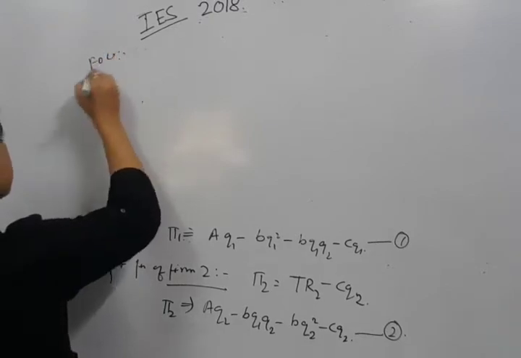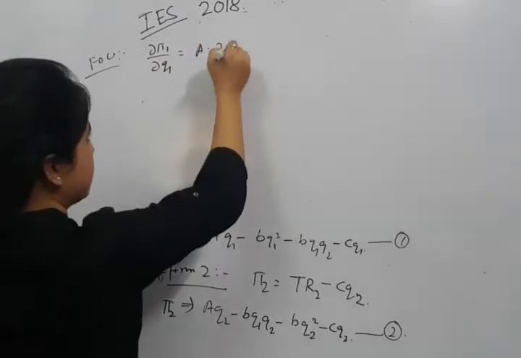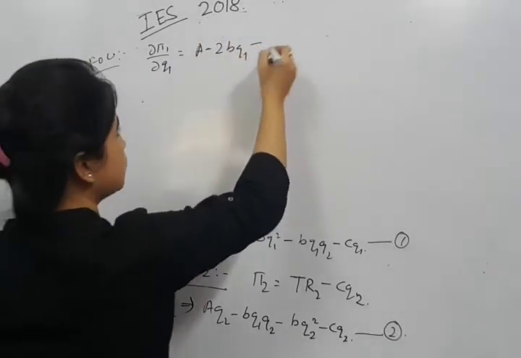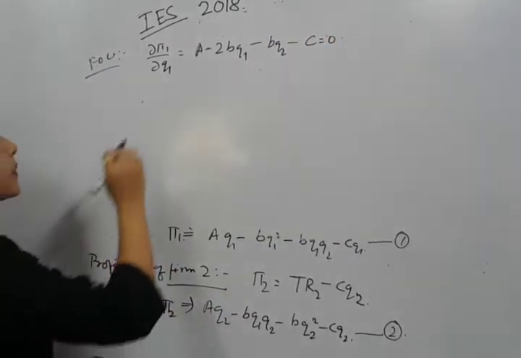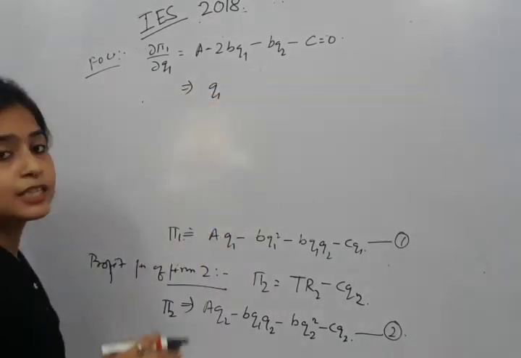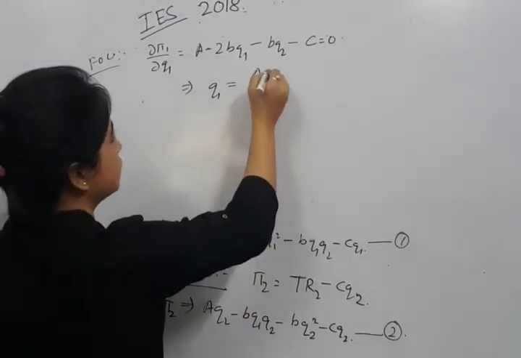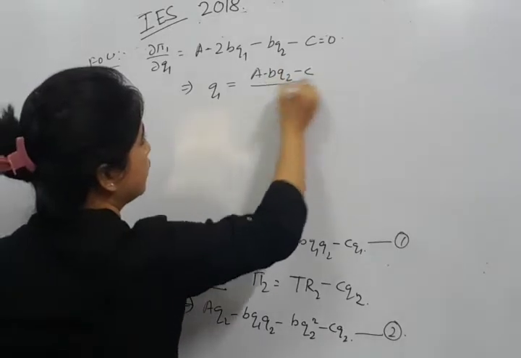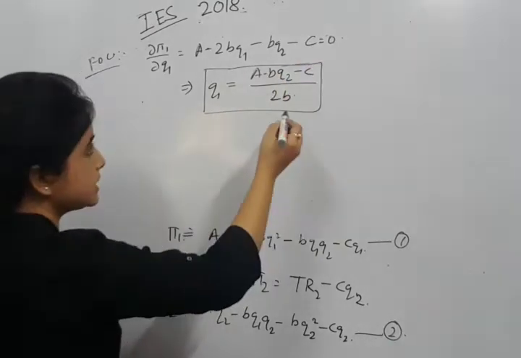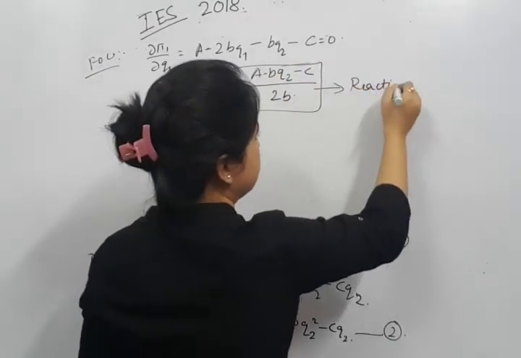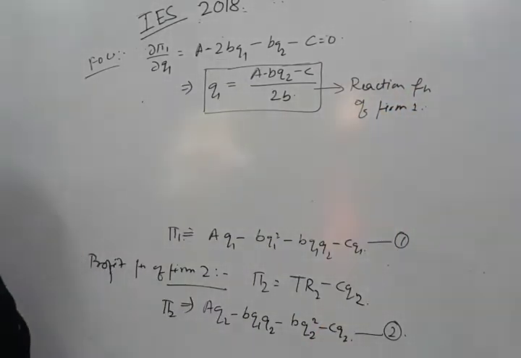Okay, so first order conditions, del pi 1 by del q1, it is A minus 2bq1 minus bq2 minus c equal to 0. Here we have to find q1 in terms of q2. So this is the thing that we get. This is known as the reaction function of firm 1.